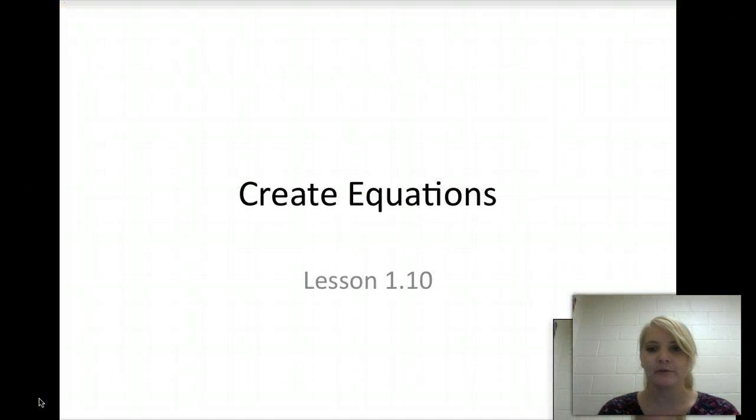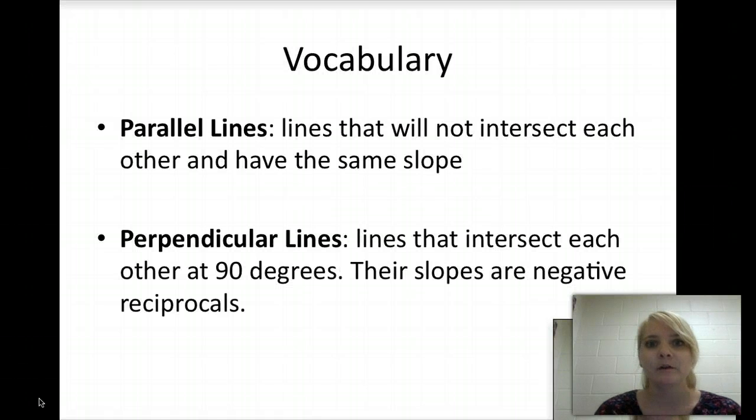Alright, today we're looking at creating equations, and then also we're going to look at parallel and perpendicular lines. Our vocab today, our first word is parallel lines. It's lines that will never intersect each other, meaning they will never touch, and they have the same slope. So we can look off a graph and identify parallel lines, but we can also look at their equations and know that they're parallel, since they'll have the same slope, but different y-intercepts.